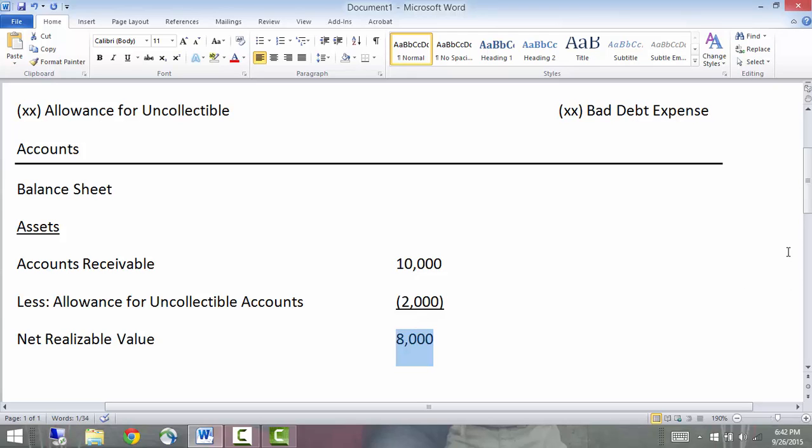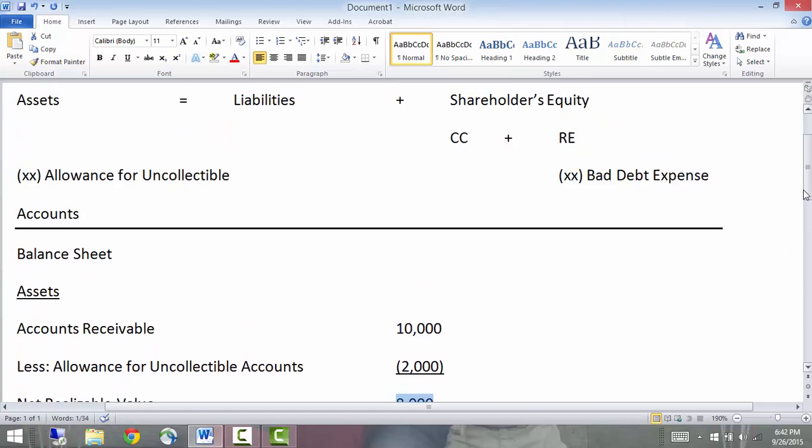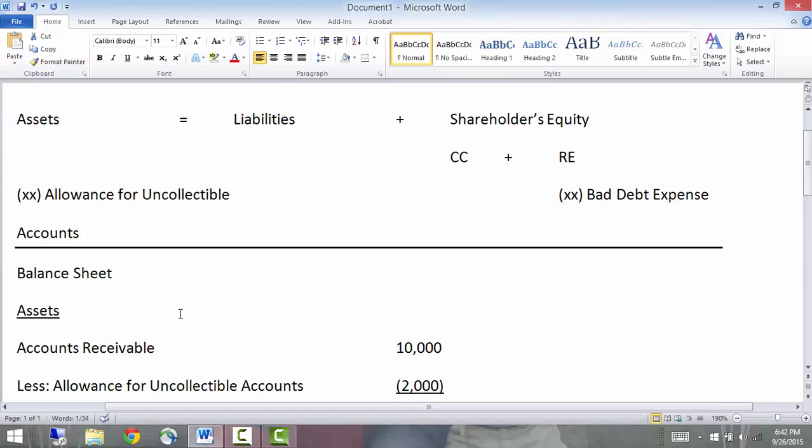Now, so that gets our accounting entry in our accounting equation and how it's reflected on our balance sheet. So this allowance for uncollectible accounts will go on the balance sheet, right? On the balance sheet as a contra asset. It's going to reduce our assets value. This bad debt expense is just like all the other expenses that we've learned, is going to appear on what financial statement? The income statement. Okay.